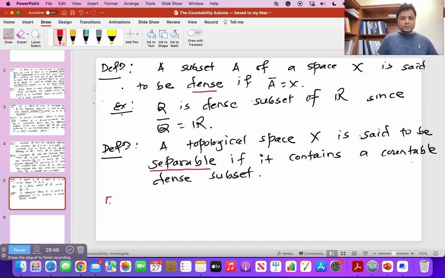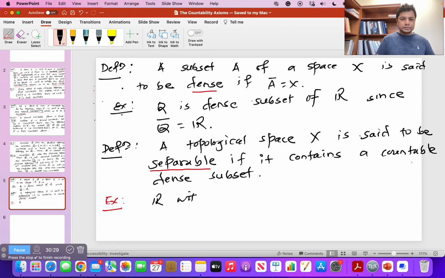Here is an example of a separable space. We have seen that Q, which is the set of rational numbers, is dense in R, and obviously you also know that the set of rational numbers is countable. So we can say that R has a countable dense subset, which is Q. Thus R is separable.